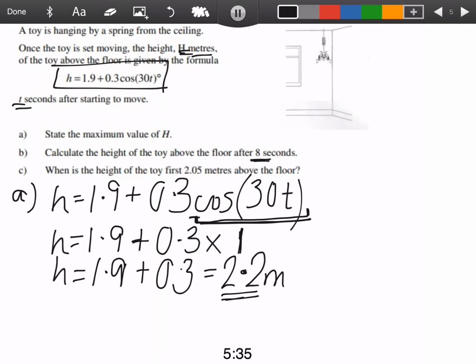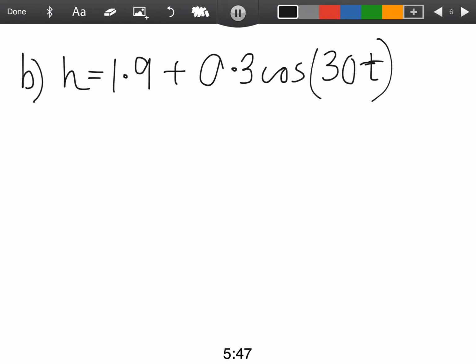One of the letters stands for seconds. T represents the number of seconds, and the number of seconds is 8 for this question. So T is 8, it's 8 seconds. This letter T is getting subbed in. Instead of the letter T, we're going to put the number 8, because 8 seconds is what this question is asking us about.